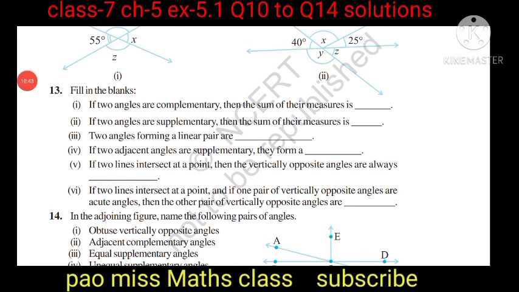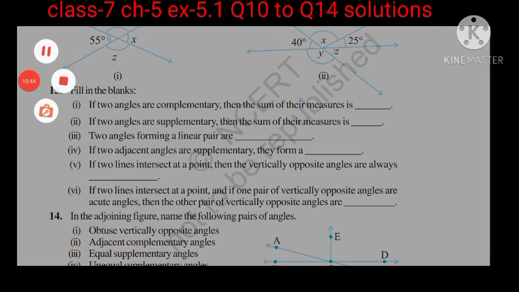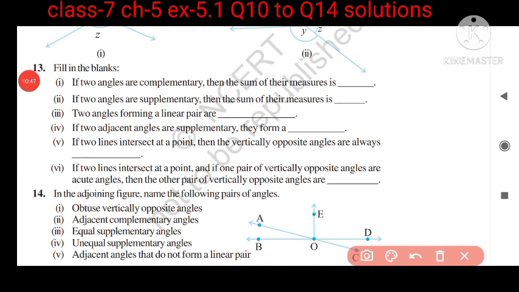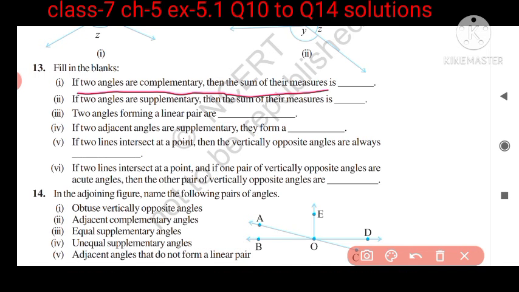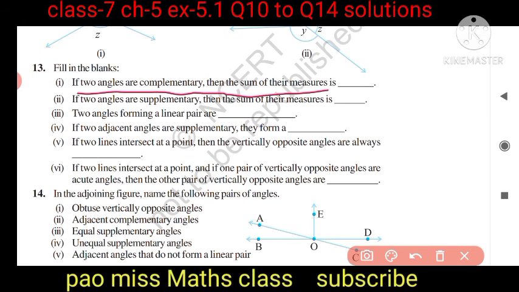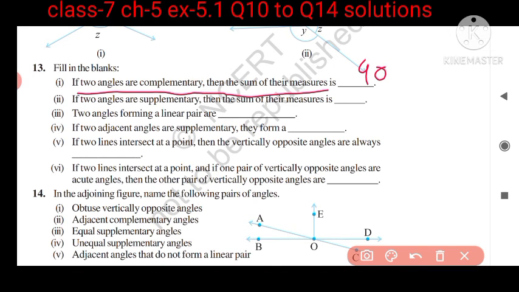Now question number 13. Fill in the blank. If two angles are complementary, then the sum of their measure is blank. Complementary means what? 90 degrees, isn't it? So what will be the answer? The answer will be 90 degrees.